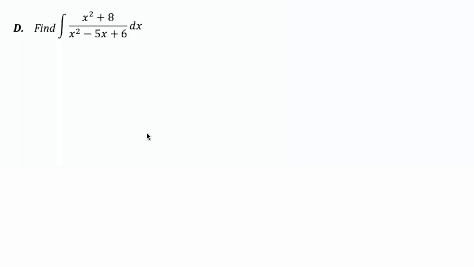In the next example, we begin by comparing degree of numerator and denominator to see what kind of fraction we have. This is an improper fraction because the degrees are equal. And anytime you have an improper fraction, you need to take care of that by performing long division.